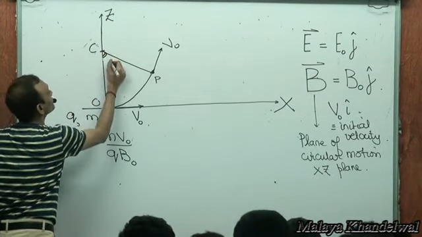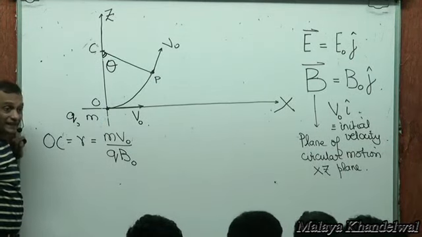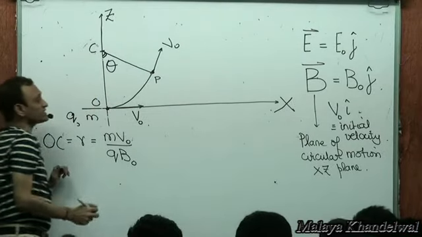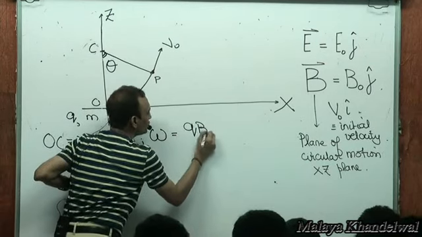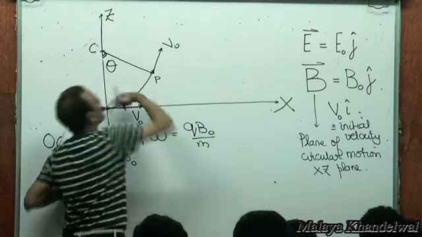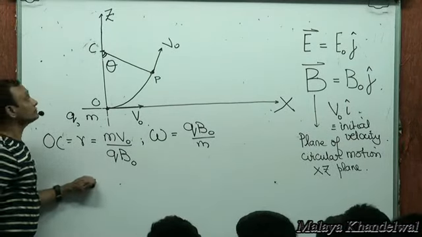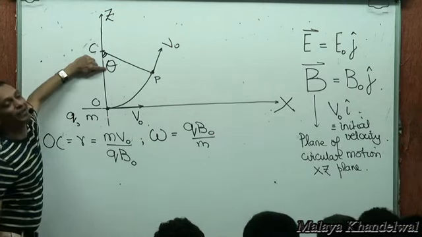It describes an angle theta at the center. The angular velocity with which it executes this circle is going to be qB0 by m. That's the angular speed with which it will execute this circular arc in the xz plane, qB0 by m, right? So in t seconds, the angle described at the center, theta, would be omega t.